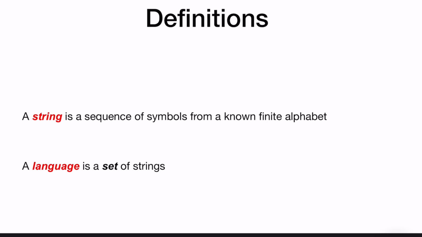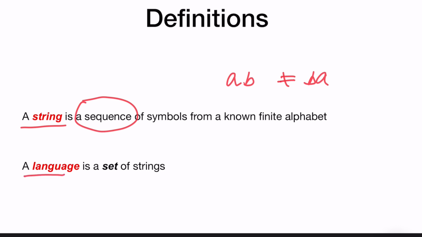Within computer science, when we say a string, we mean a sequence of symbols from a finite alphabet set. And please pay attention to this word, a sequence. It means order matters. So if you have string AB, it's not the same as string BA. Now, based on the definition of string, we further define what we mean by a language.